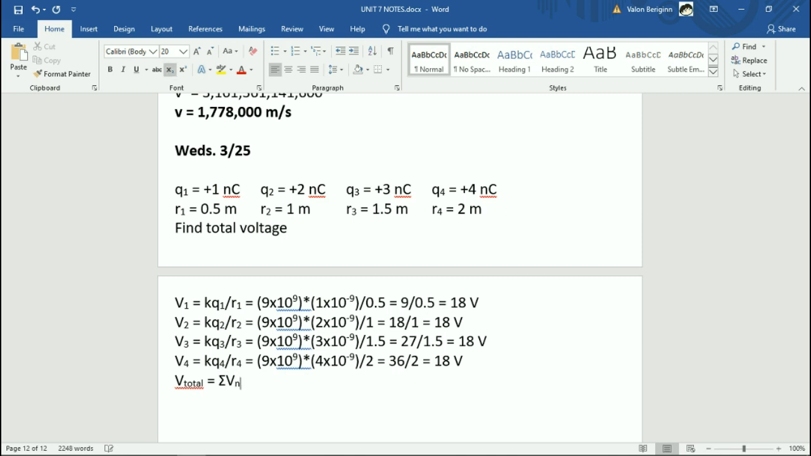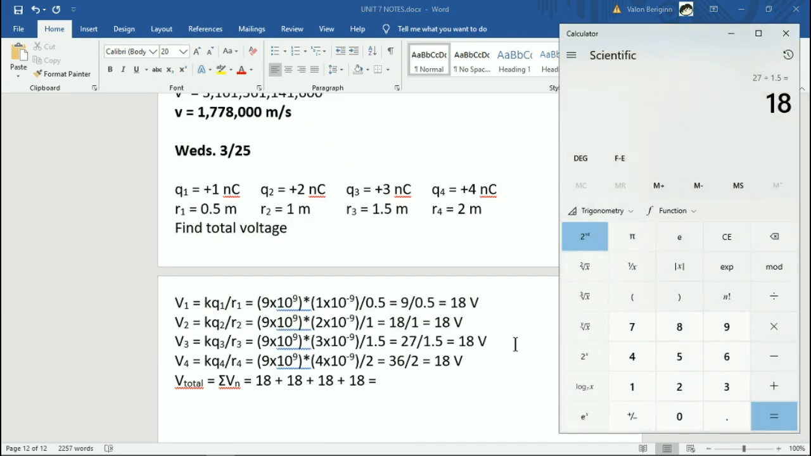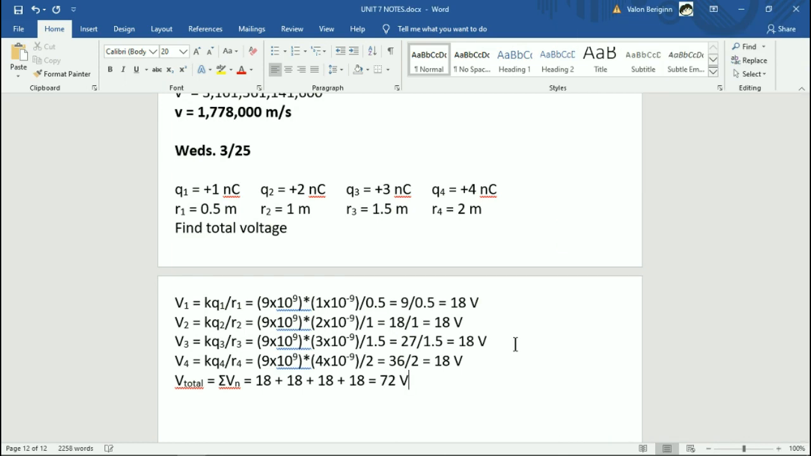V, N. N is just saying, like, number. So there, it's the sum of the V's. So therefore, it is basically the sum of the 18s. So it's 18 plus 18 plus 18 plus 18 equals 72, I think. Yeah, okay. There you go. There's my answer. There's my total voltage.